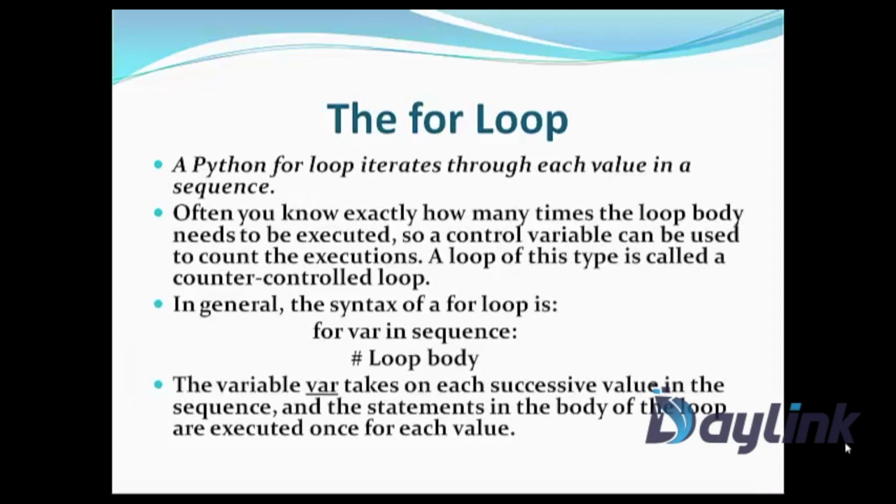Now we see the for loop. A Python for loop iterates through each value in a sequence. Often you know exactly how many times the loop body needs to be executed, so a control variable can be used to count the execution. A loop of this type is called a counter-controlled loop. In general, the syntax of a for loop is: for variable in sequence, and then the loop body. The variable takes on each successive value in the sequence, and the statements in the body of the loop are executed once for each value.